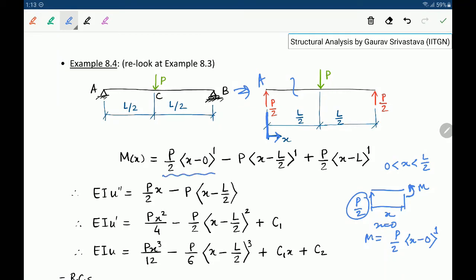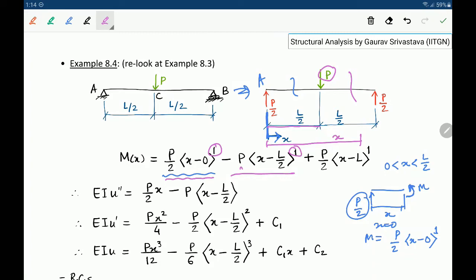Now for the second span, this expression will also be there, but now we will get one more expression due to this applied load P. Since this applied load P is acting at L by 2, and our x is this, we will have P times angular bracket x minus L by 2 to the power of 1. The power of 1 is there because this is a concentrated load.